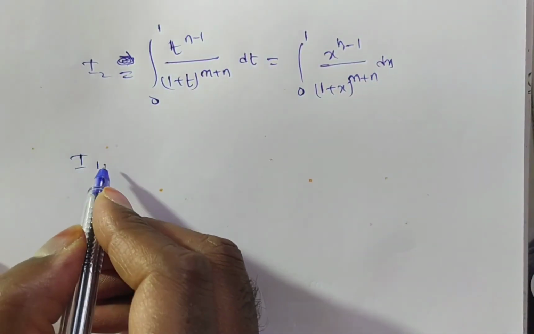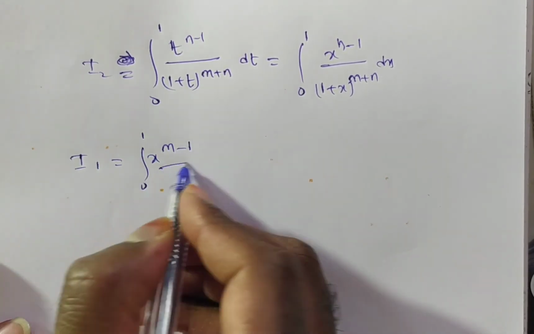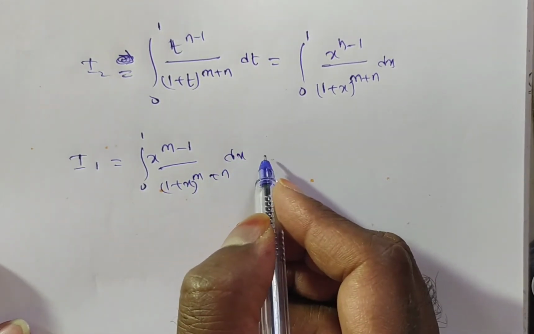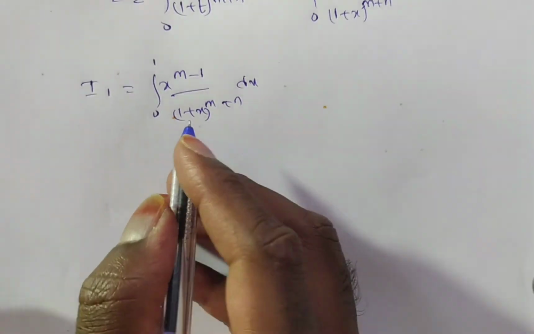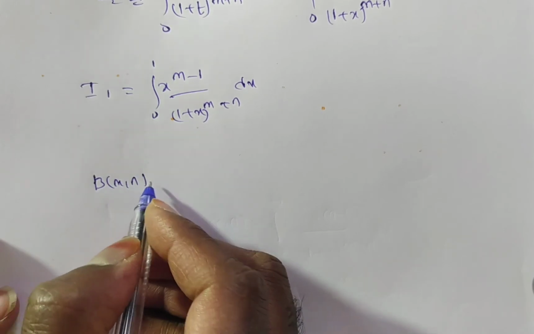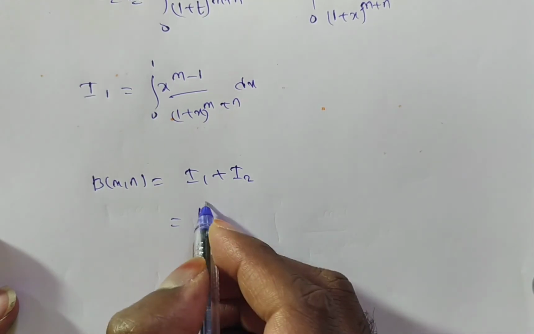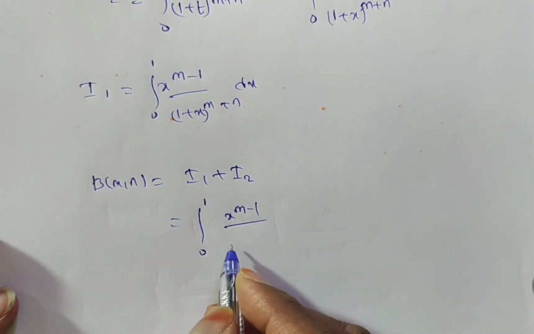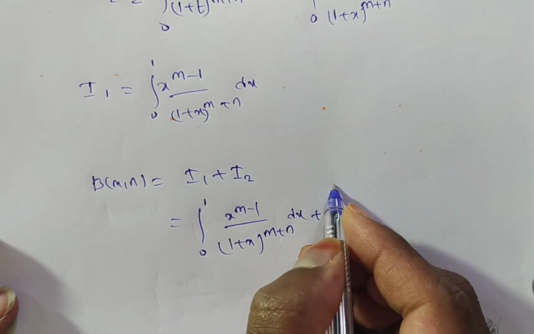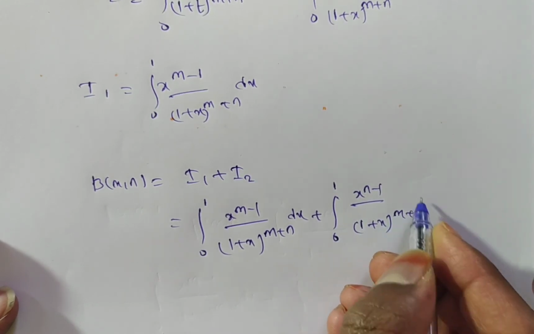So what we have, I1 actually, I1 is equal to integral 0 to 1 x to the power of m minus 1 by (1 plus x) whole to the power of m plus n into dx. Now what about the I2? I2 we have this one. Now add these two. Then actually, beta of m comma n is equal to, as we discussed previously, I1 plus I2. So this is integral 0 to 1 x to the power of m minus 1 by (1 plus x) to the power of m plus n dx plus integral 0 to 1 x to the power of n minus 1 by (1 plus x) whole to the power of m plus n dx.